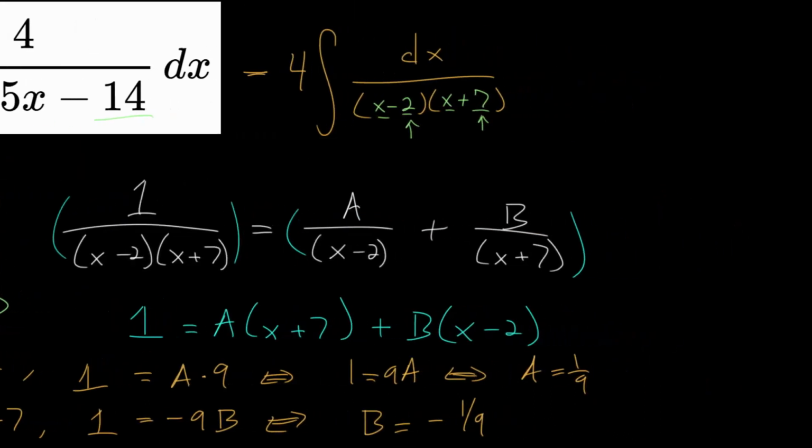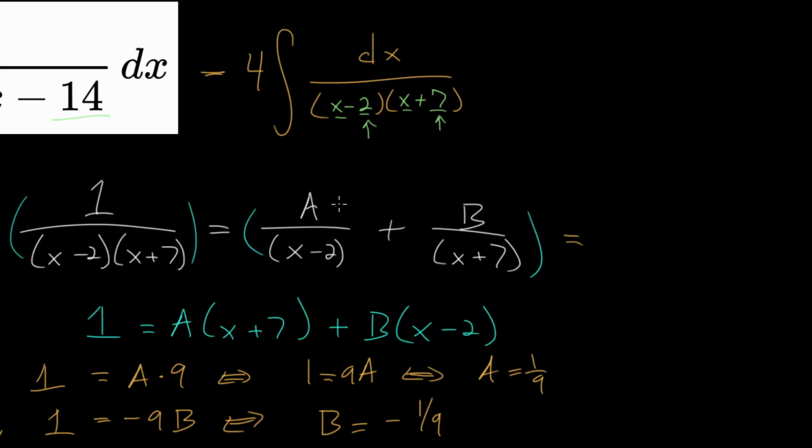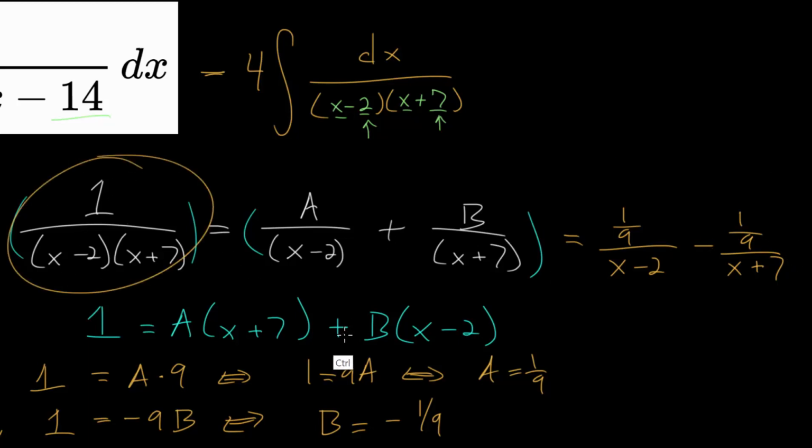And let's write in what we found, that this is equal to a over x minus 2, but a is 1/9. So we have 1/9 over x minus 2 plus negative 1/9 over x plus 7. And you can check your work by multiplying these back together. Again, we'll just multiply top and bottom of this fraction by x plus 7, and top and bottom of this fraction by x minus 2. And once everything simplifies, you will end up with this starting fraction.